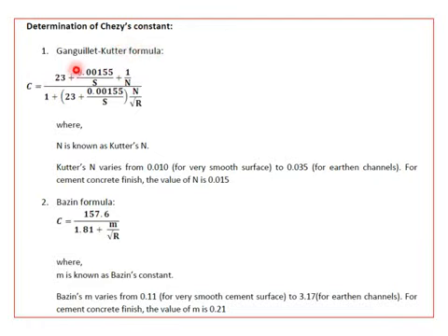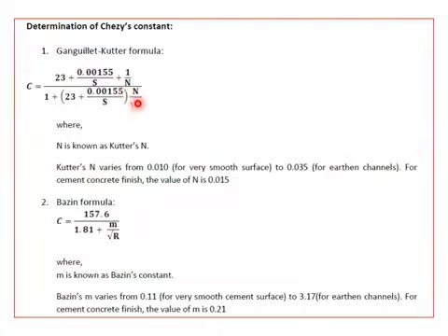Chezy's constant is also given by the Ganguillet-Kutter formula, which is given by 23 plus 0.00155 by S plus 1 by capital N, divided by 1 plus, in bracket 23 plus 0.00155 by S, close the bracket, multiply by N by root R. Here N is known as Kutter's N. Generally Kutter's N varies from 0.01 for a very smooth surface to 0.035 for the earthen channels. For a cement concrete finish, it can be taken equal to 0.015.